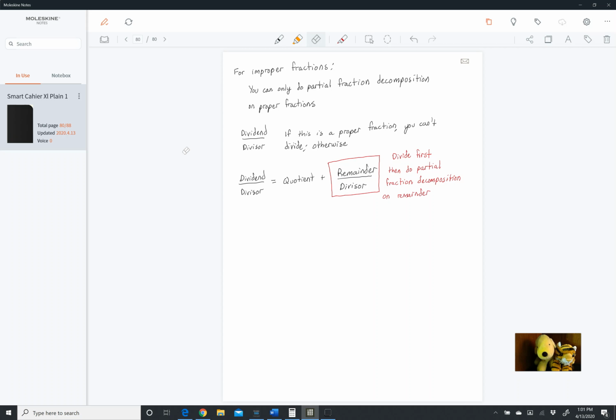Because that has to be proper. If you remember, we know we're done when the degree of the divisor is greater than the degree of the remainder. That's how we know when we're done with division. So we do long division first. It's usually going to be long division. You do your long division first, and then you take your remainder over your divisor, and you do partial fraction decomposition on that. And that's it for partial fraction decomposition.